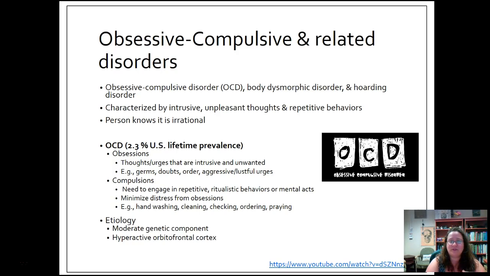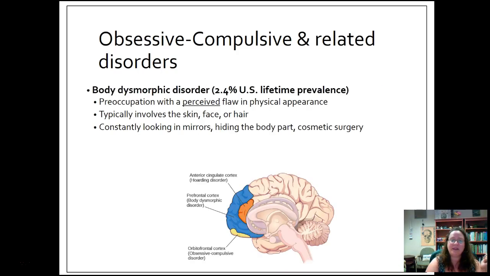And we think this comes from genetics as well as, we've seen some evidence for this hyperactive orbitofrontal cortex in people with OCD. So if you show them messed up things, things that are out of line, out of order, pictures that are messed up, we can see this part of the brain really light up.